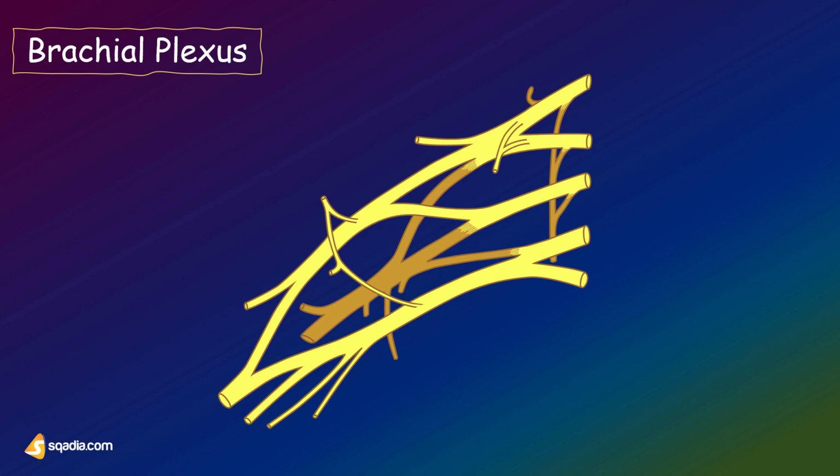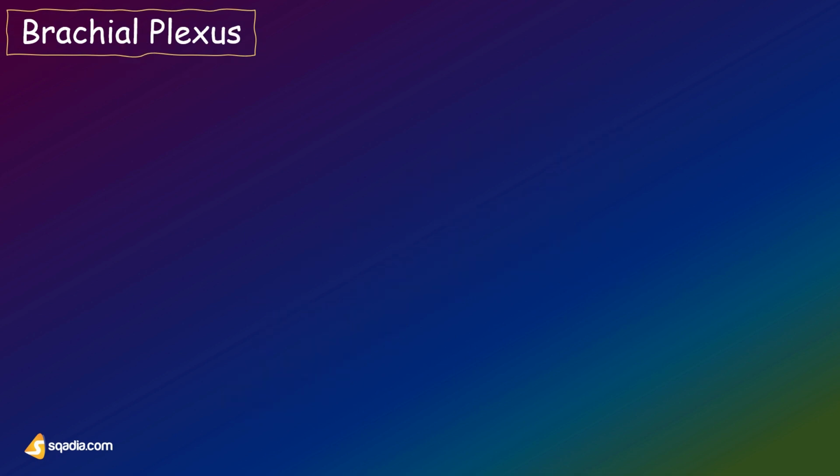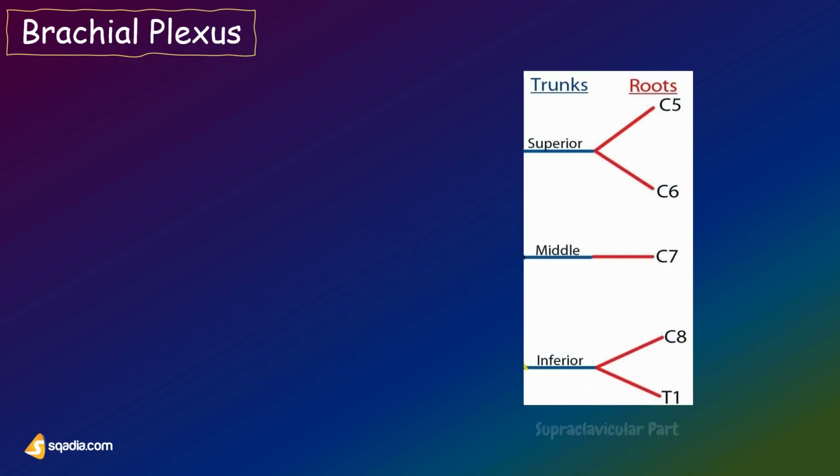The plexus is formed in the posterior triangle of the neck by the union of the anterior rami of the 5th, 6th, 7th, and 8th cervical, and the first thoracic spinal nerves, as you can see here. With the help of this diagram, you can understand the structure and division of the plexus in an easier manner.